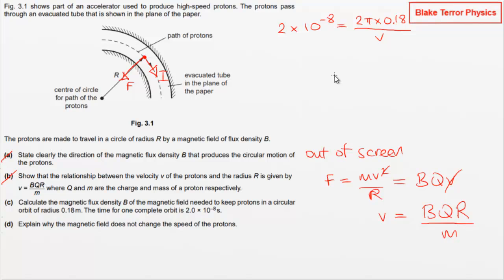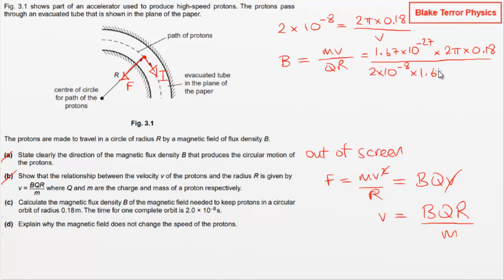That's going to give us what the velocity is. And what we're working out is B, right? So we want to rearrange to get B equals mv over qr. Now we're just putting everything in. Mass of a proton, 1.67 times 10 to the minus 27, multiplied by v, which is 2 pi times 0.18 divided by 2 times 10 to the minus 8. And then we've got q, which is 1.6 times 10 to the minus 19, the charge on the proton.